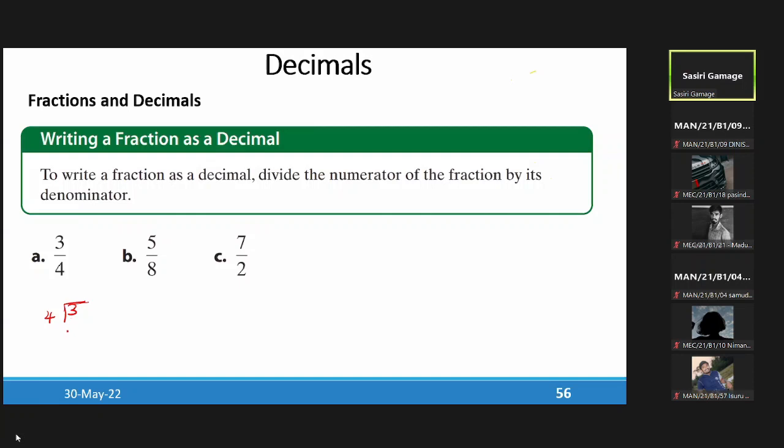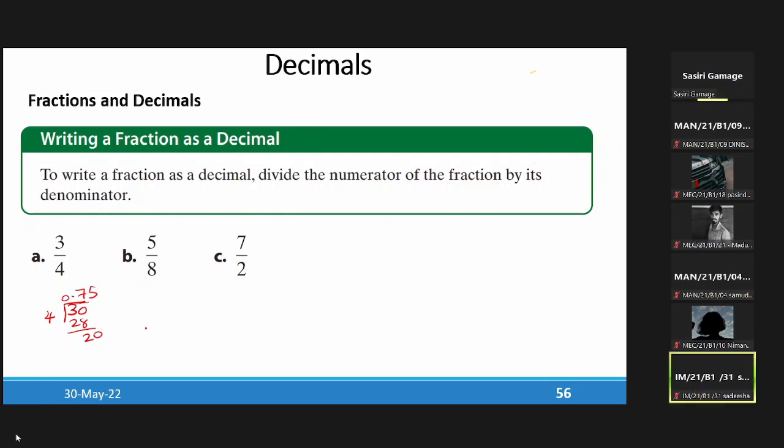When we divide 3 by 4, we have to keep 0 here. Then we make 0 here. Then 30 by 4, 7. Then 28. Then 2. 0. Then 24. 0.75. Okay. Answer for this is 0.75. Then this one, 0.625.